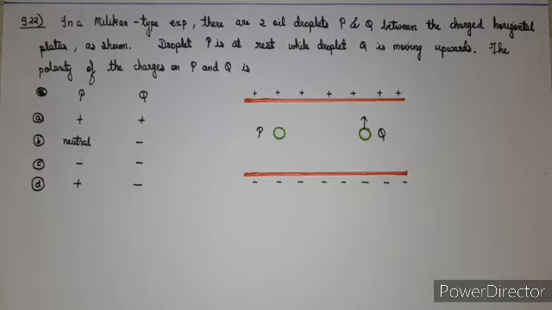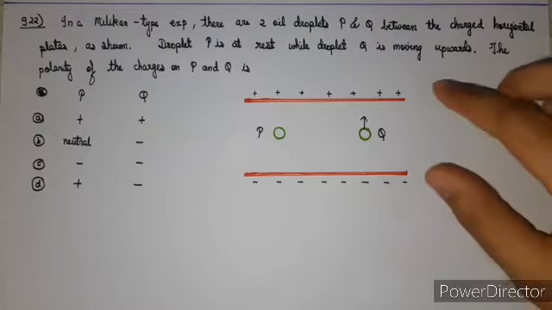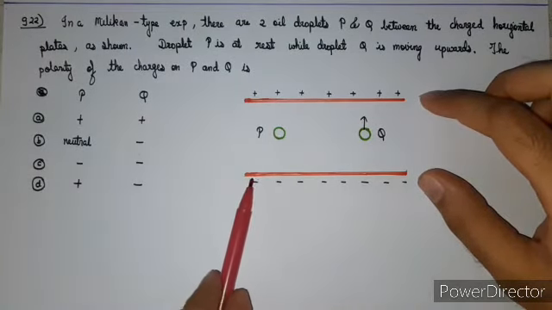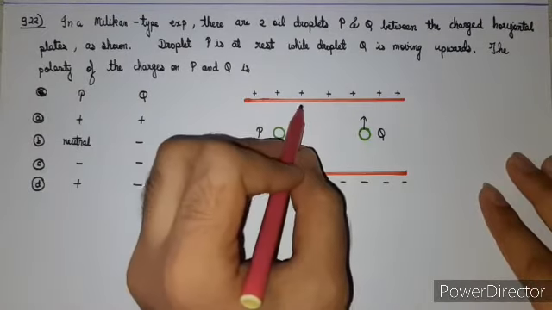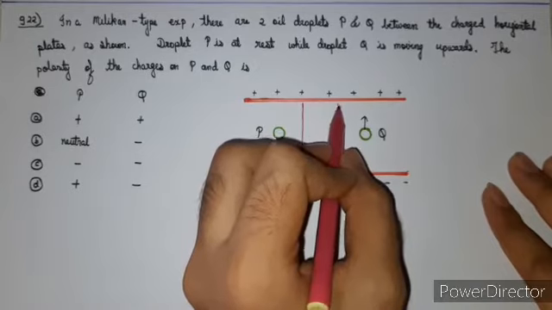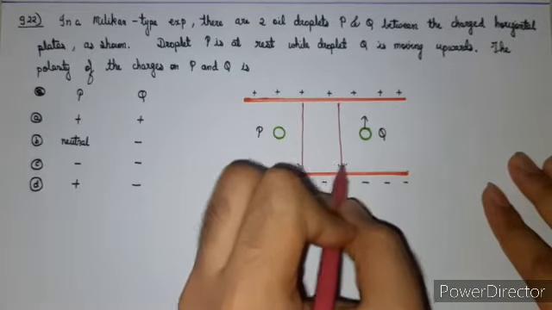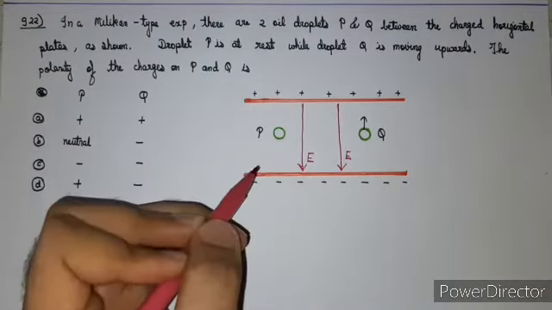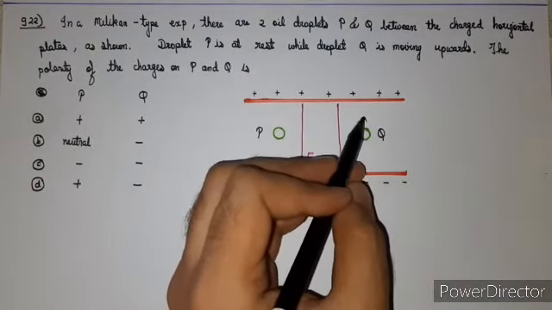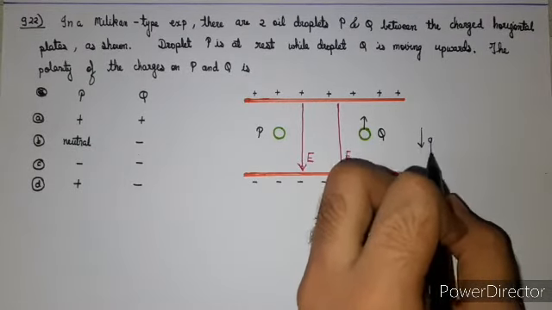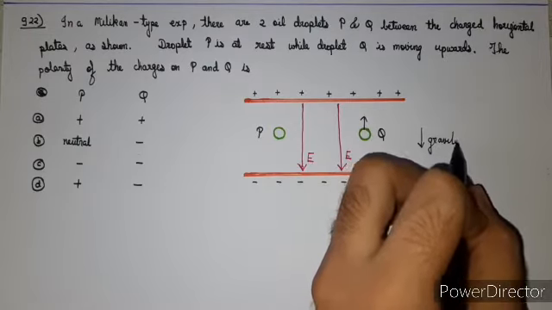Let us first see exactly what conditions are specified in the question. The two horizontal plates shown are both charged, with the upper plate positively charged and the lower plate negatively charged. So we can say that the electric field will be from the positively charged plate to the negatively charged plate, that is, vertically downwards. This is the direction of the electric field in this region. Gravity is acting vertically downwards.